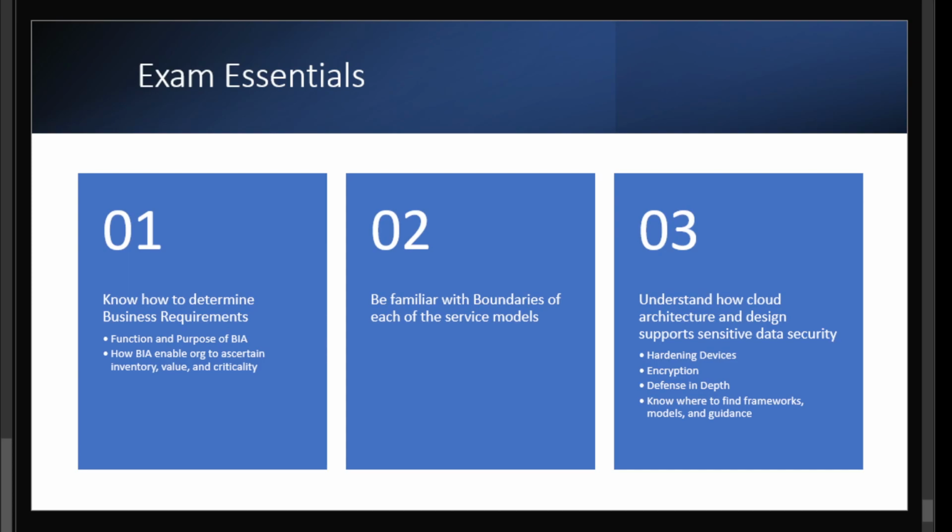Exam essentials. So know how to determine business requirements, the function and purpose of the BIA, we talked about that, and how a BIA enables an organization to ascertain inventory, value, and criticality. All right, be familiar with boundaries of each of the service models. We talked about the boundaries of service models, and we talked about the roles and responsibilities. Understand how cloud architecture and design supports sensitive data security. So we talked about hardening devices, encryption, defense in depth, and knowing where to find frameworks, models, and guidance.